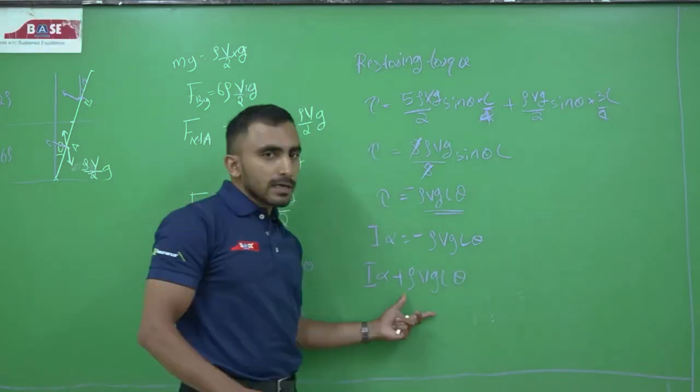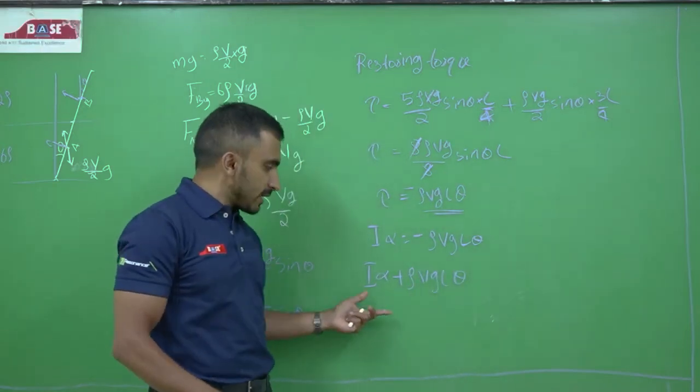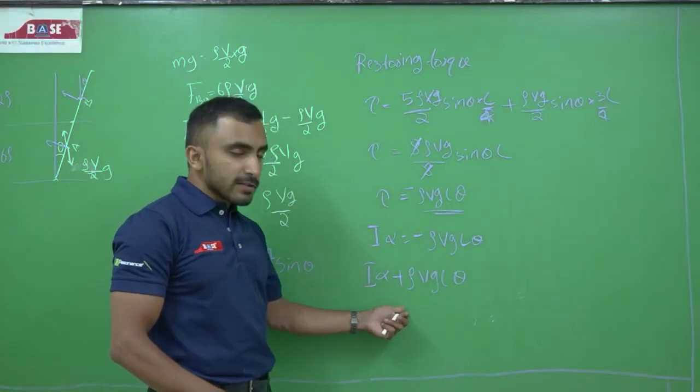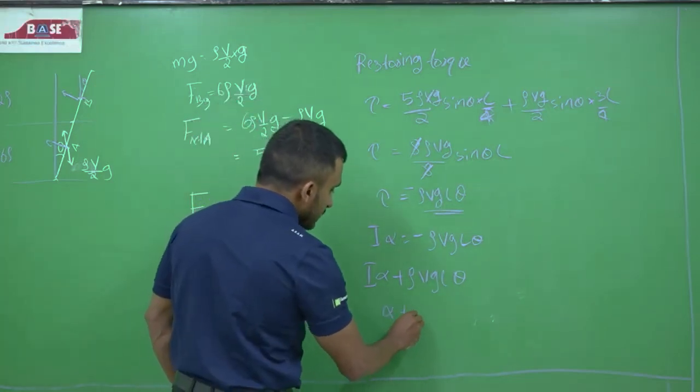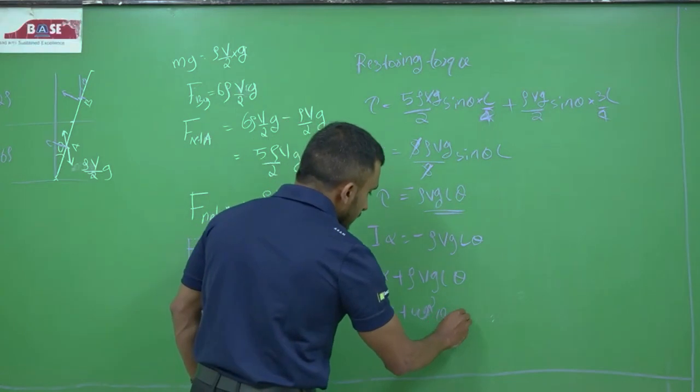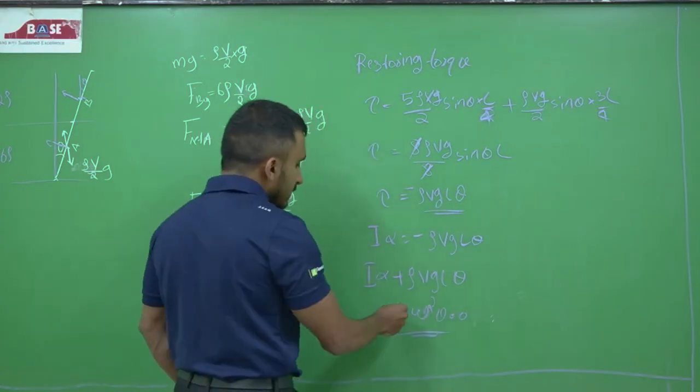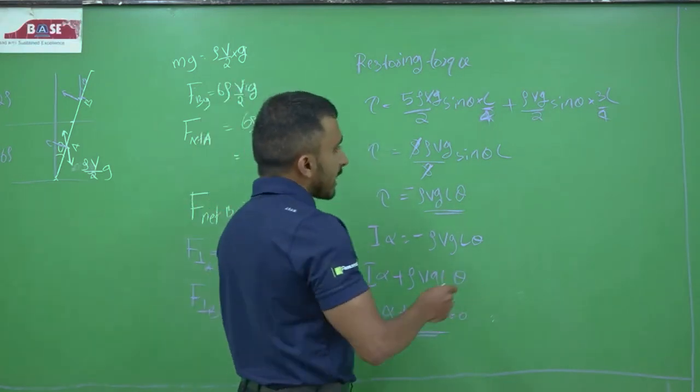Now this is the standard equation, right? I need to divide by I in order to get the omega. The standard equation is something like this: alpha plus omega square theta equals 0. So we are comparing it with this equation. So what will the I value be?